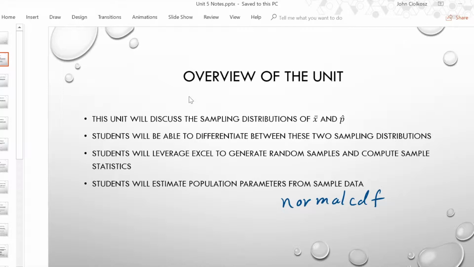We're going to leverage Excel to generate random samples and compute some sample statistics. So working with the idea of truly randomly created data. And then we're going to go ahead and use those different things we've calculated there to estimate population parameters from said sample data. And that'll be towards the end of the unit where we really utilize that normal CDF command we've talked about before.